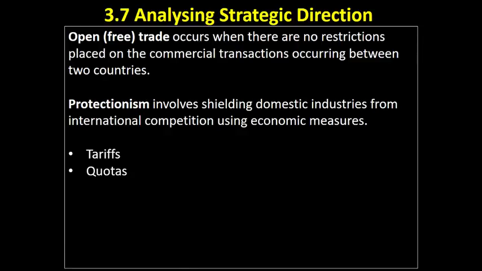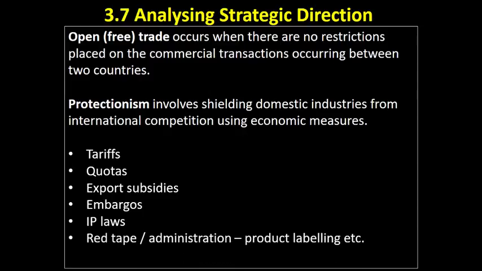There are lots of other measures. I won't go into all of them in depth. Subsidies is where the government gives money to companies in their own country in order that they can be competitive and export overseas. Embargoes is a ban placed on goods produced in a certain country. Intellectual property laws stop ideas being copied, basically. Red tape and administration is basically just making it awkward to import goods to a company. You know, there's certain rules placed on the selling of goods.